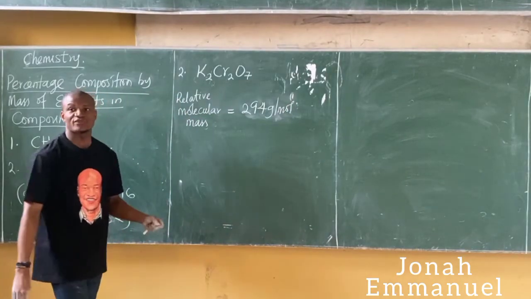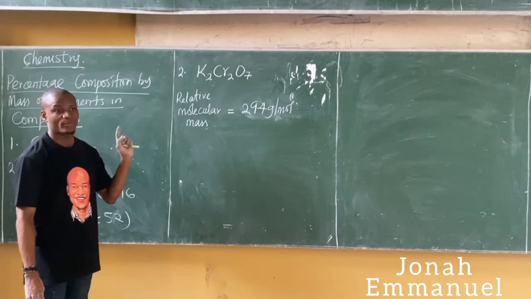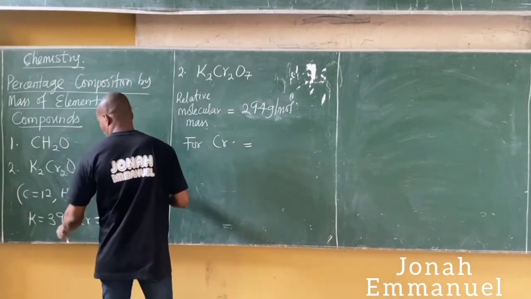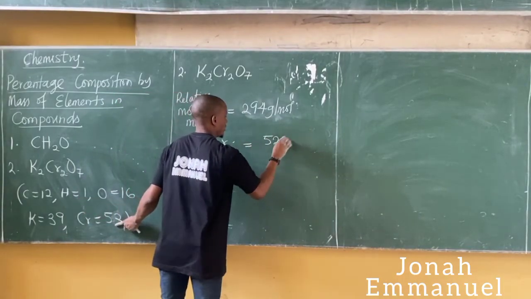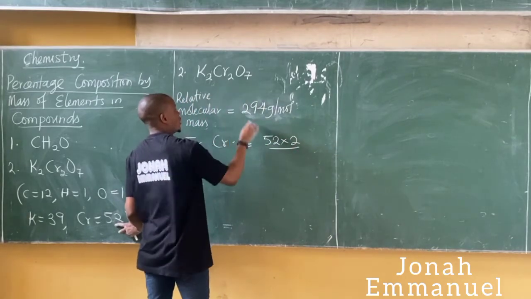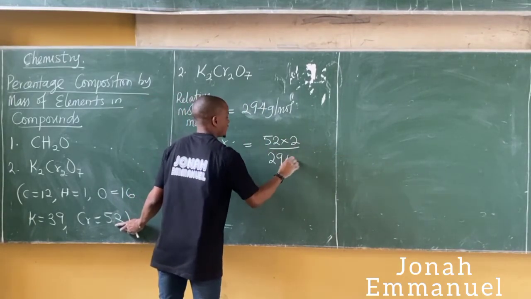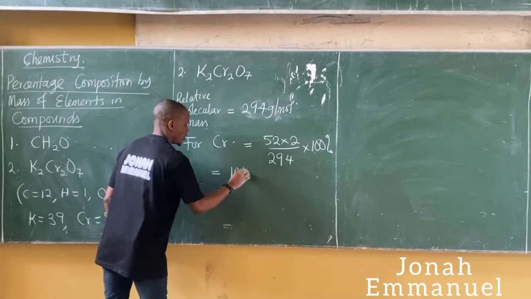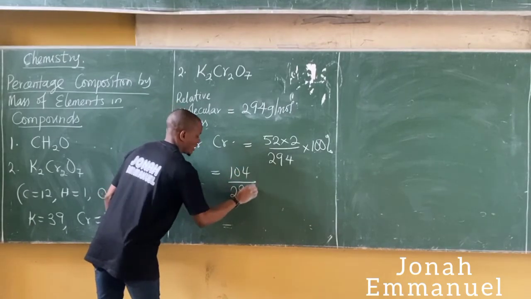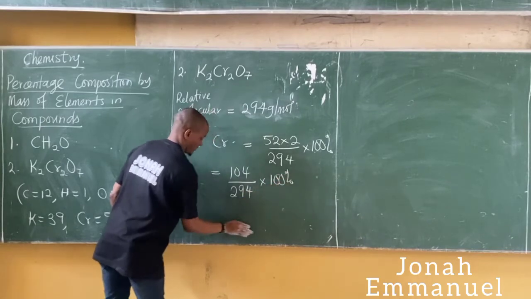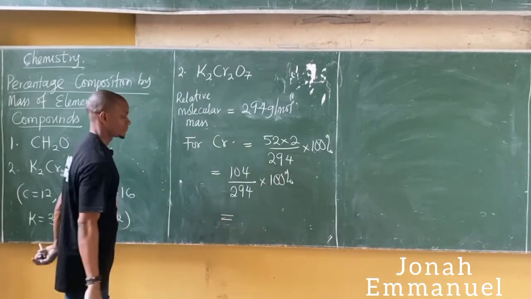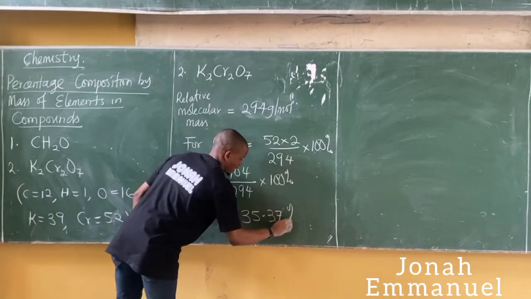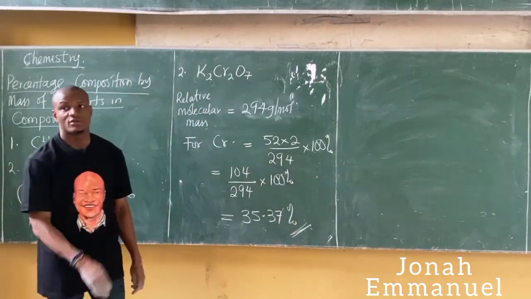Alright. It's asking for which of the elements, please? So go to the chromium. So for chromium, that will be equal to 52 times what there? 2. I have 2 atoms of it, all over the molar mass, 294, times 100%. This gives 104 all over 294 times 100%. Please give me the value. 35.37. This is how they give it in Jamb.